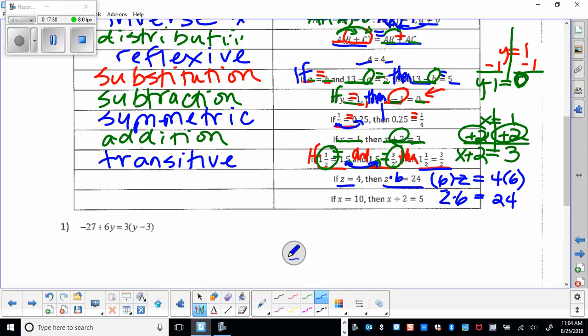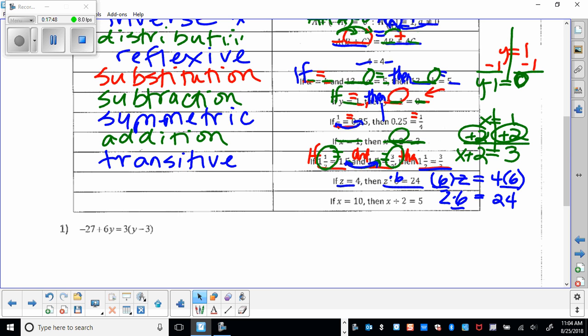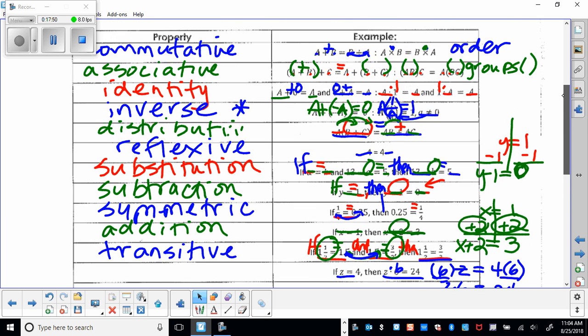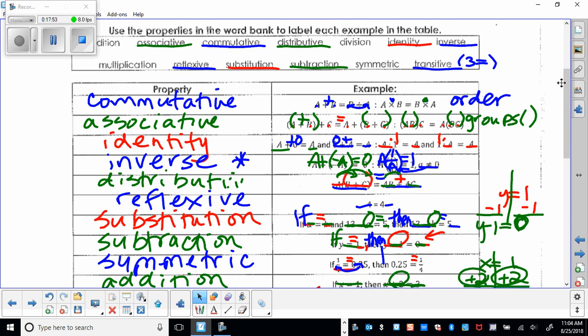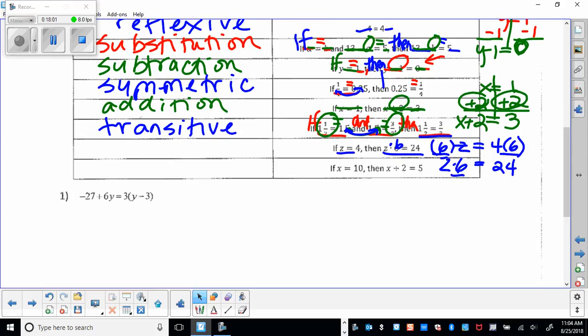And so what did we do to both sides? We multiplied by 6 on both sides. So that would be our multiplication property. Right, way up here on the left, that's our multiplication property, because we multiplied both sides. Again, these are the rules of algebra.